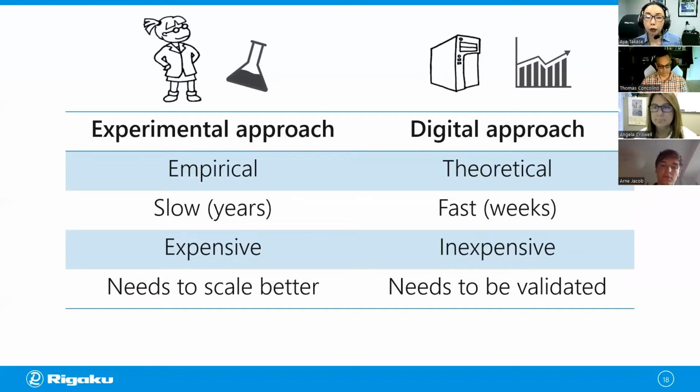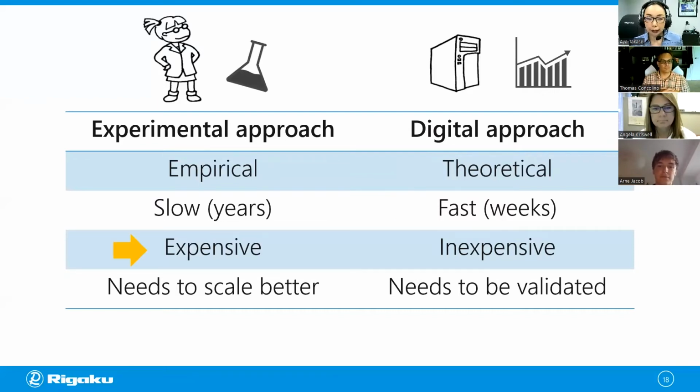Now, I want to compare those two different approaches, just relatively speaking. The experimental approach is, of course, more empirical compared to the digital approach, although we use a lot of empirically obtained parameters when we do the calculations. Now, the second one, and this is the important difference, the experimental approach tends to take a long time, sometimes even years, to get all the parameters you need. Meanwhile, the digital approach tends to be a lot faster, and sometimes you can get all the numbers you need in weeks.